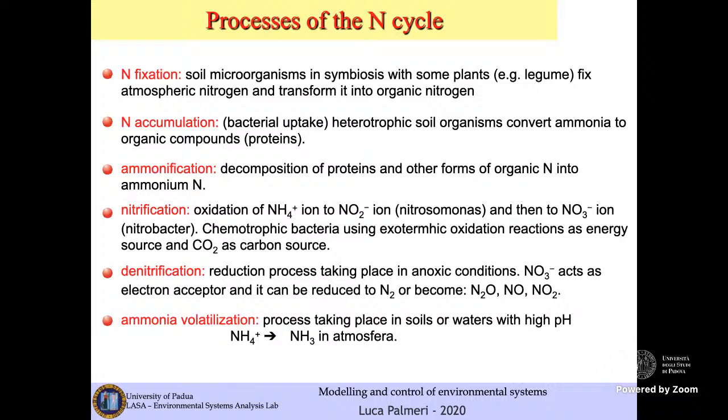Nitrogen fixation. These are really the processes you shall be able to describe. Nitrogen fixation in which soil microorganisms in symbiosis with some plants. So these are bacteria or microorganisms that are present in soil that live in a symbiotic way in an area that is around the root zone of plants. For example, legume may be able to fix atmospheric nitrogen and transform it into organic nitrogen. Then you have nitrogen accumulation by bacterial uptake, for example. These are heterotrophic soil organisms that convert ammonia to organic compounds like protein.